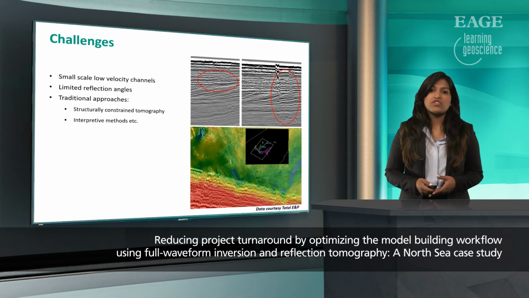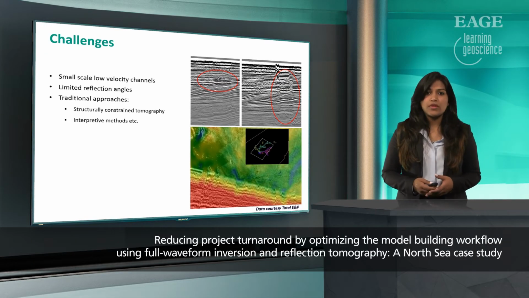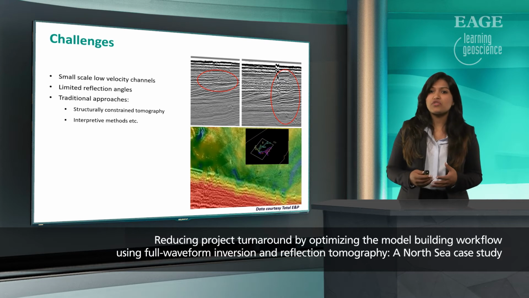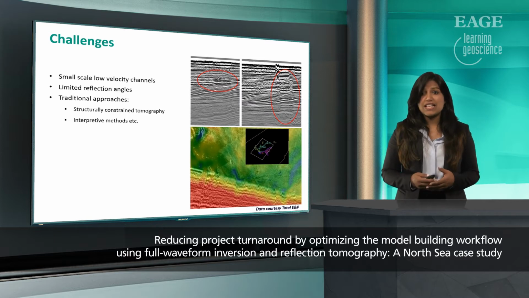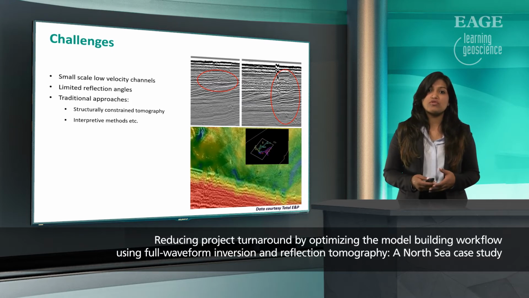So let's see how these translate to the geophysical challenges. The presence of small-scale low-velocity channels, if not resolved in the model building stage, can cause significant distortion of the underlying events, as highlighted in the seismic image here. And as it is a shallow water environment, we have limited sampling of the offsets and reflection angles in the data, which makes it quite difficult for the reflection tomography to resolve.